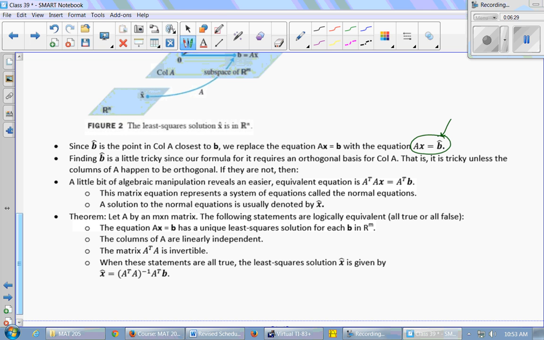All right, and then last thing is we have this theorem. If A is an m by n matrix, all of these statements are logically equivalent, which means they are either all true or all false. So if you're asked about one of them, you can answer whichever one is easiest, and then you know all of the other ones as well.